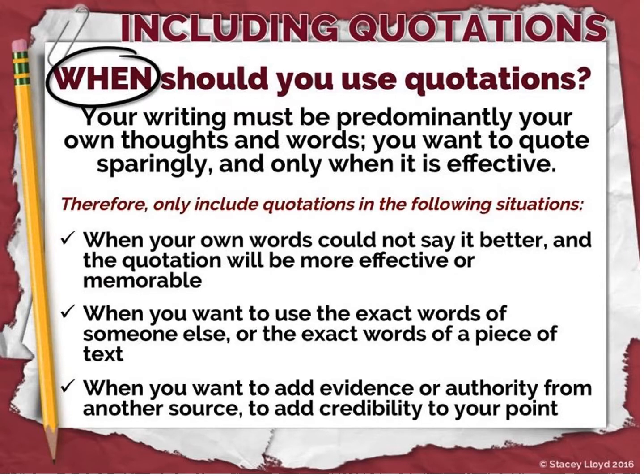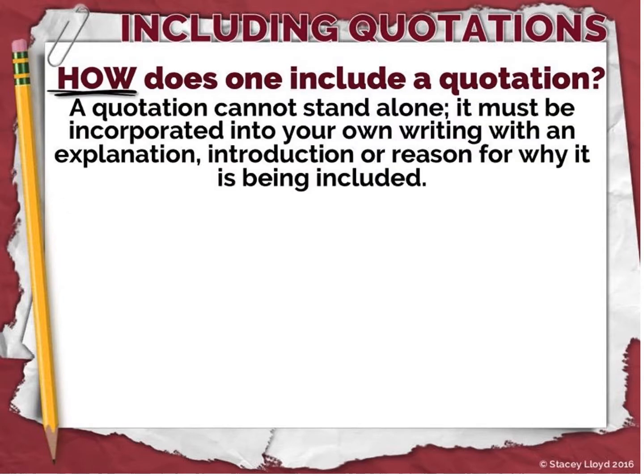Therefore, only include quotations in the following situations: when your own words could not say it better and the quotation will be more effective or memorable; when you want to use the exact words of someone else or the exact words of a piece of text; or when you want to add evidence or authority from another source to add credibility to your point. The most common that we will use is the second one, when you want to use the exact words of someone else or the exact words of a piece of text when we are writing our literary essays. How do you include a quote?